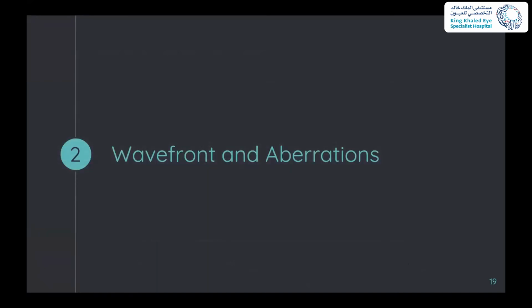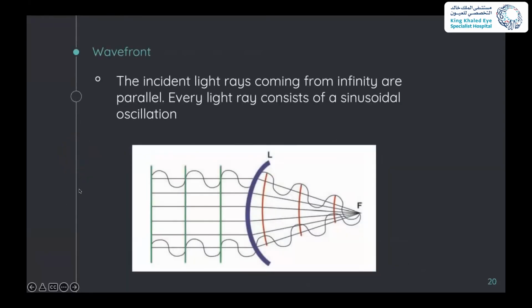So let's move on and speak about wavefront and aberrations. As you can see here, any incident light rays usually come from infinity. They must be parallel to each other, this is one and this is one, and they consist of sinusoidal oscillations. So this is one ray, and this is the second one, in a sinusoidal fashion.